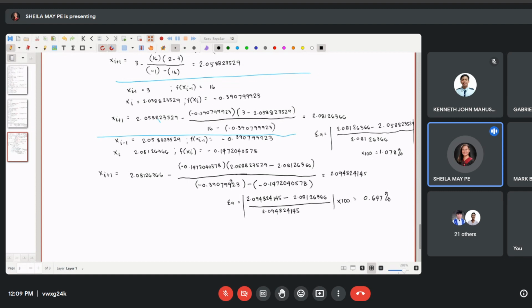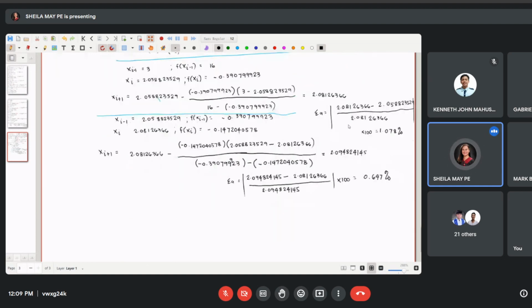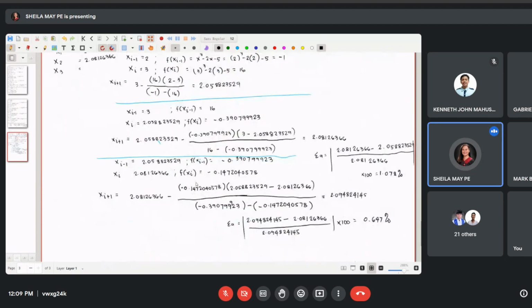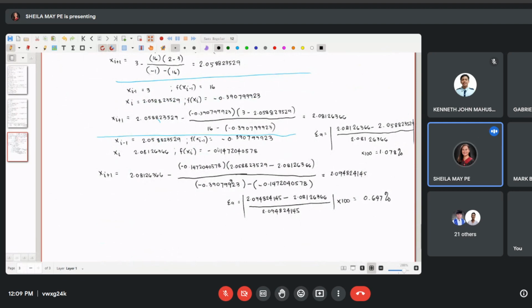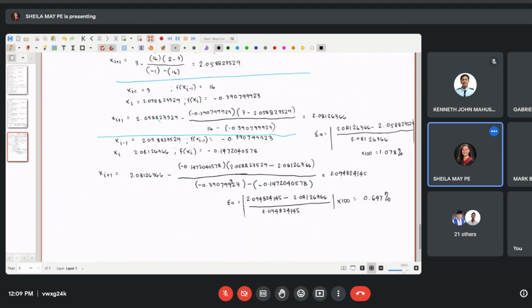Okay, so we have the same answer, class, and we attained the error criterion given in the problem, that is 0.7, and this is less than 0.7. So we must terminate our iteration. This is the first, this is for the second, and this is the third.